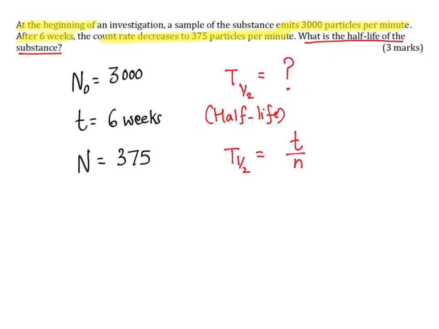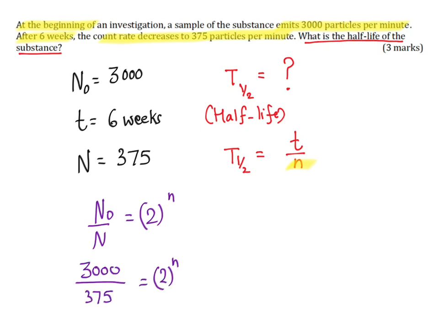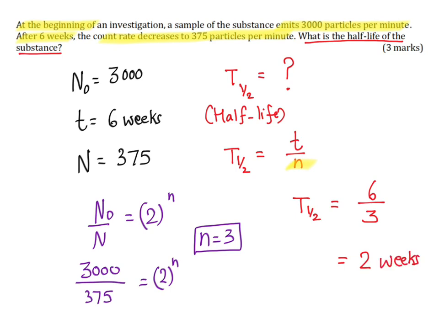Now the half-life formula is T over n, but n, which is the number of half-lives, is not given to us, so that we want to calculate. So we'll use another formula, which is N0 over N equal to 2 to the power of n. We have N0 and N. We can use it to get the value for the number of half-lives, that is equal to 3. Now we can substitute this back into the formula of half-life and we get the answer as 2. Don't forget the unit here, it's not seconds or hours, it's weeks, so we have to write 2 weeks.